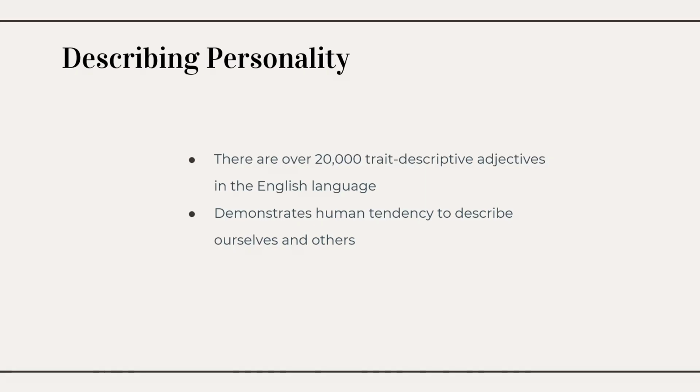Researchers have found that there are over 20,000 trait descriptive adjectives in the English language alone. That is a huge number, and it tells us something very important. Humans are extremely interested in describing differences between people. We naturally notice patterns in behavior, and then we try to summarize them with personality traits. So, for example, someone who frequently helps others may be described as generous, someone who avoids social interactions may be called shy, and someone who takes charge may be seen as confident or dominant. Personality psychology takes these everyday observations and studies them systematically.